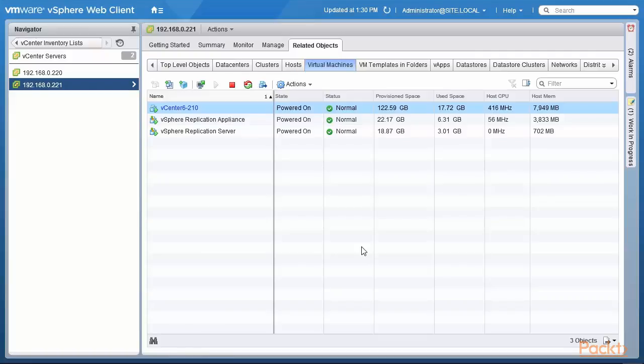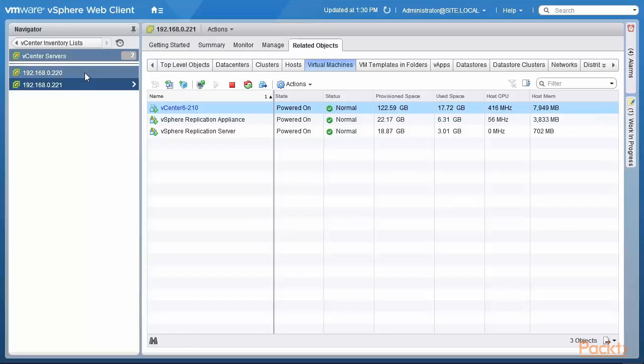So we are back again at the VMware vSphere web client. We're in the vCenter inventory lists, and we have two vCenters here. One is the 220 vCenter, which is our primary vCenter, and we have the 221 vCenter, which is at our branch site number 2. These are working in linked mode. The 220 vCenter is actually running the platform services controller embedded, and when I installed vCenter server on 221, I only installed vCenter server, not the platform services controller.